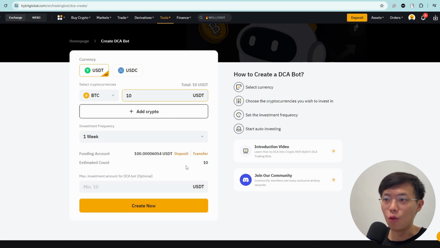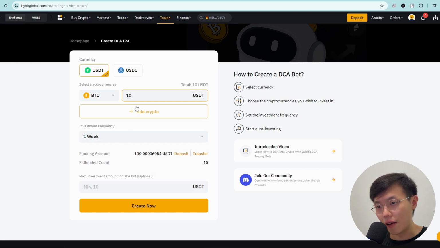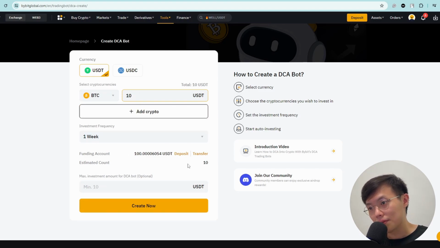This is a DCA bot that automatically invests for you. Of course, DCA is called dollar cost averaging. It takes a long period of time and keeps on investing to average down the cost. If you want the bot to automatically trade for you, this is how you can do it. Again, your funding account has 100 USDT, you want to invest every 1 week, 10 USDT each time, and you can invest 10 times. So this is how you create a DCA bot. Very straightforward.